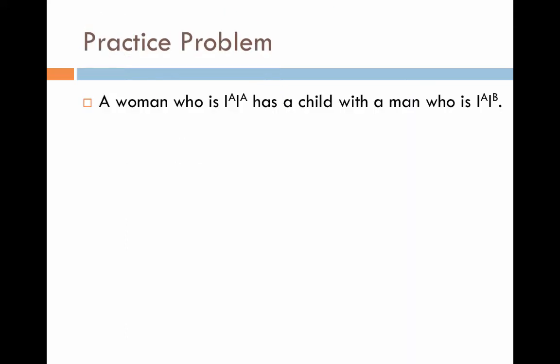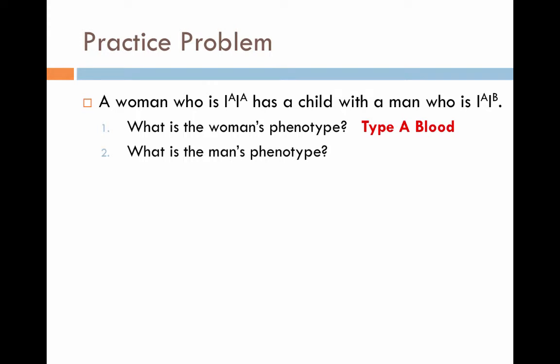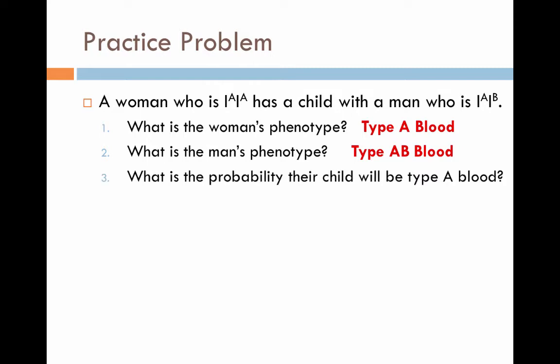A woman who is IA IA has a child with a man who is IA IB. What is the woman's phenotype? Well, if you look at the chart from before, IA IA means the phenotype is type A blood. The man's phenotype is type AB blood. That's an example of codominance. What is the probability their child will have type A blood?